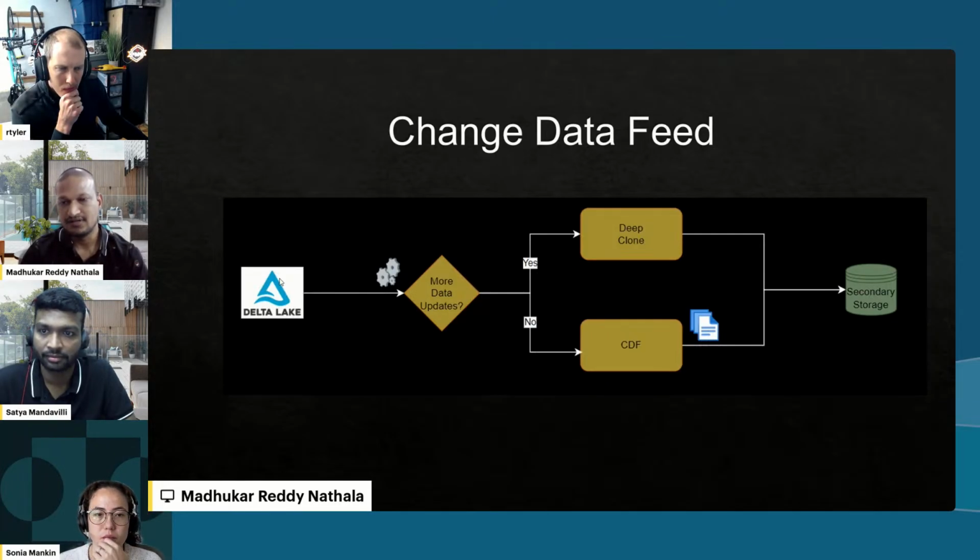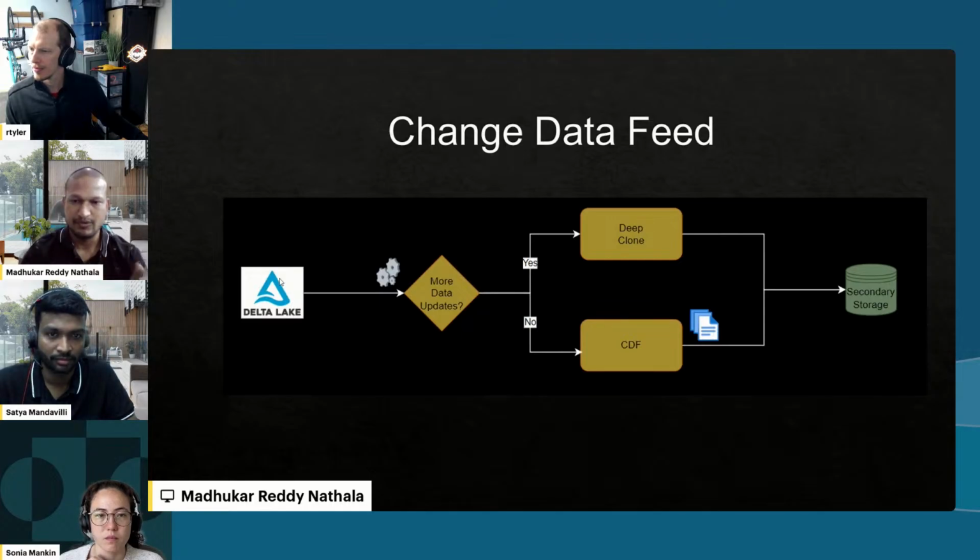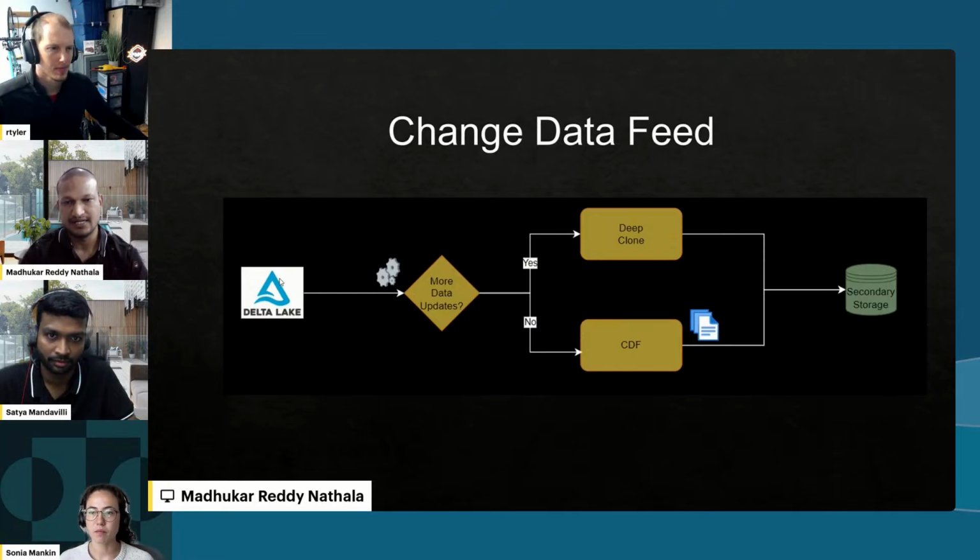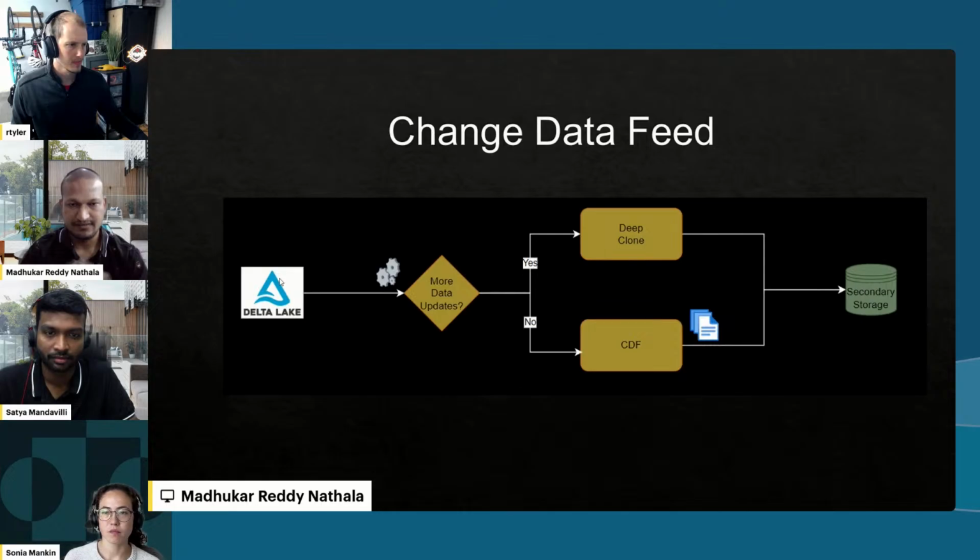And in case of many updates, it will go and do a deep clone, because if we have more versions of updates, more operations happening on Delta Lake, we have always seen better performance doing a deep clone instead of CDF, I mean, change data feed, right? So you may hit the question: when you're using CDF, how are you segregating the rest of the records which are not copied to secondary storage?